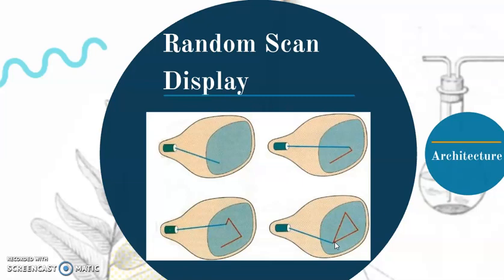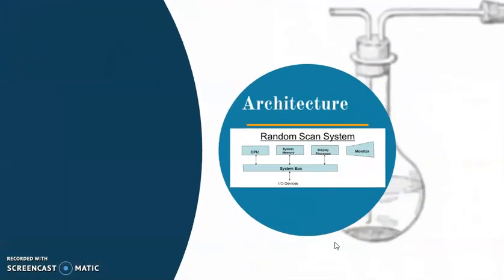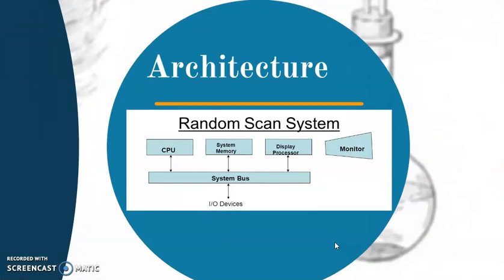So what is the implied meaning? Random scan doesn't draw the image pixel wise, rather it draws the image line wise. So I need to give line commands to it to draw the respective image for me. So that's random scan display. The basic difference between raster scan and random scan is that raster scan draws pixel wise, while random scan draws line wise. Now let's see the architecture of random scan display.